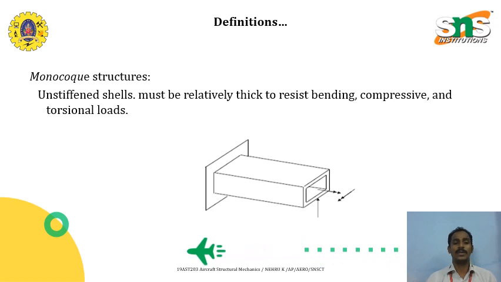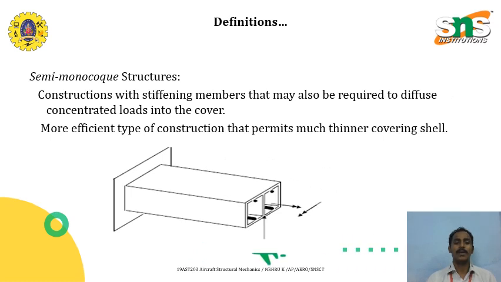So now we are coming to the different structures. As I said, we have the monocoque structure. Unstiffened shields or shells we call the monocoque structure. The fuselage is usually a monocoque structure. It will be relatively thick to resist bending, compressive, as well as torsion loads. We have three major loads. One is bending load, so it has to resist bending. It has to resist the compressive and the torsion load. For that reason, we are using the monocoque structure. Next, we're going to see the semi-monocoque structure.